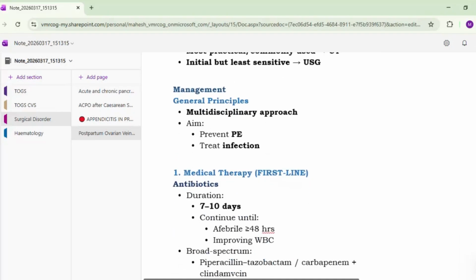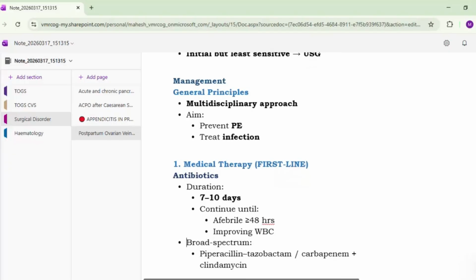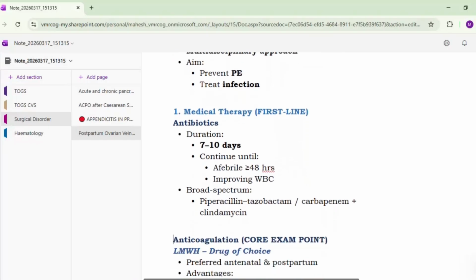Management is a multidisciplinary approach. The aim is to prevent pulmonary embolism and treat infection. So conservative or medical management is the first line. Antibiotics are given for 7 to 10 days.